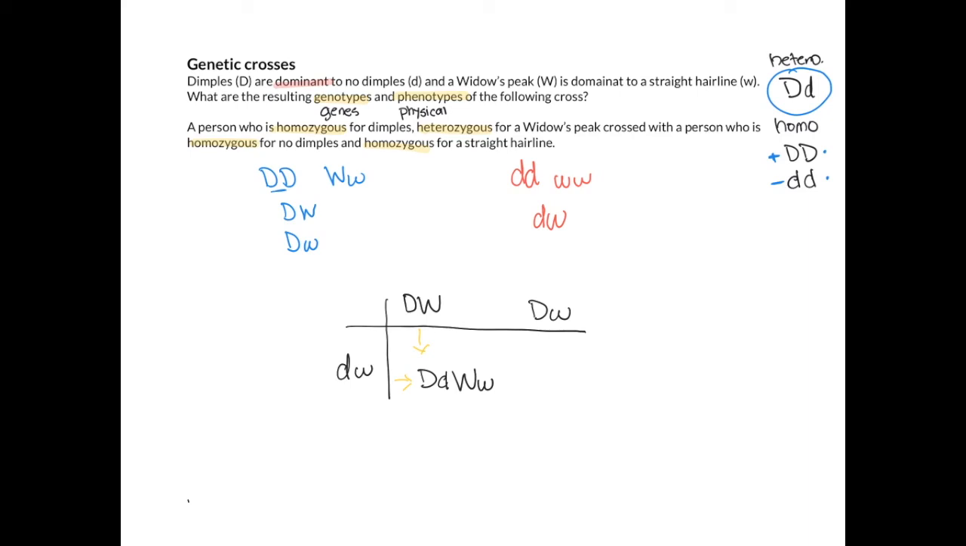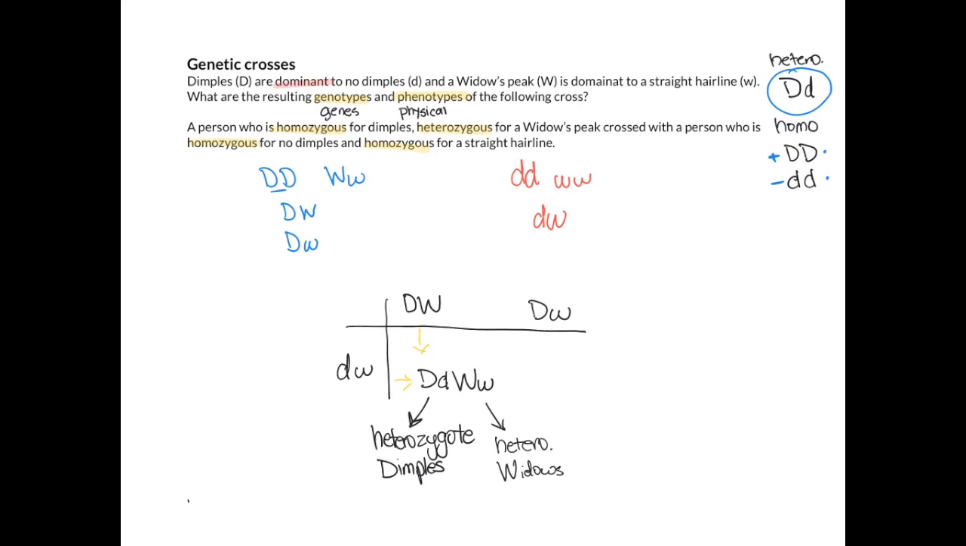And it asks us for the genotype and phenotype of each possibility. So let's go ahead and write those in here. So for dimples, we have heterozygote. And because dimples is dominant, they will have dimples. And the same is actually also true for the widow's peak. That is also a hetero, and it's dominant, so it's a widow's peak.